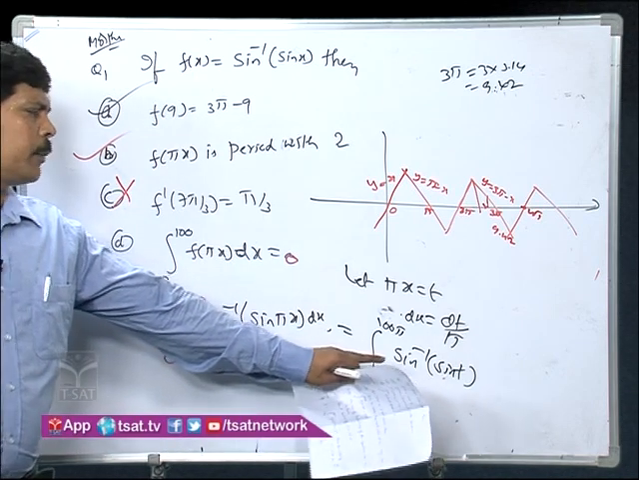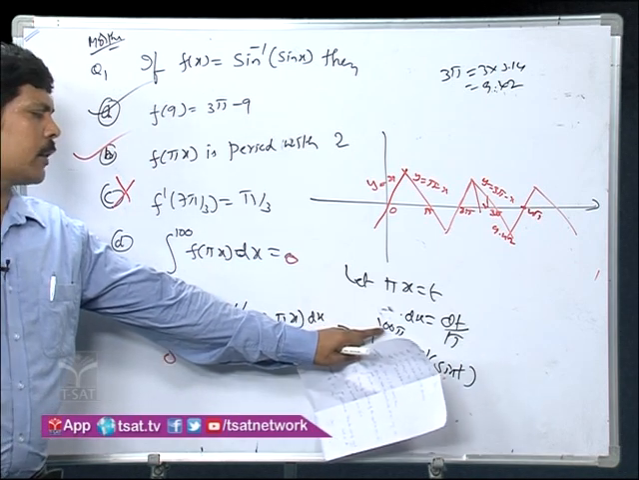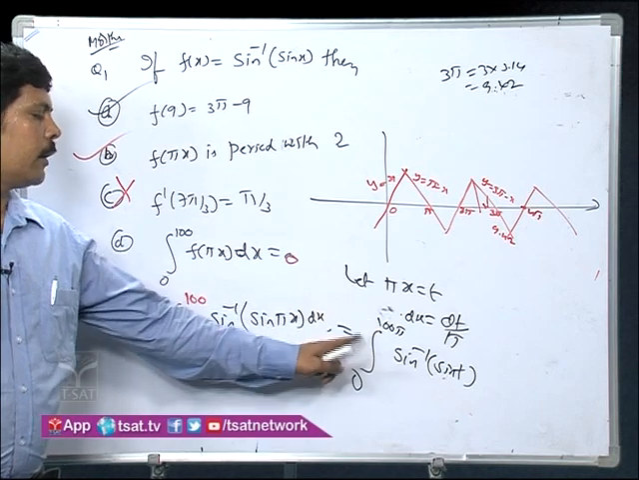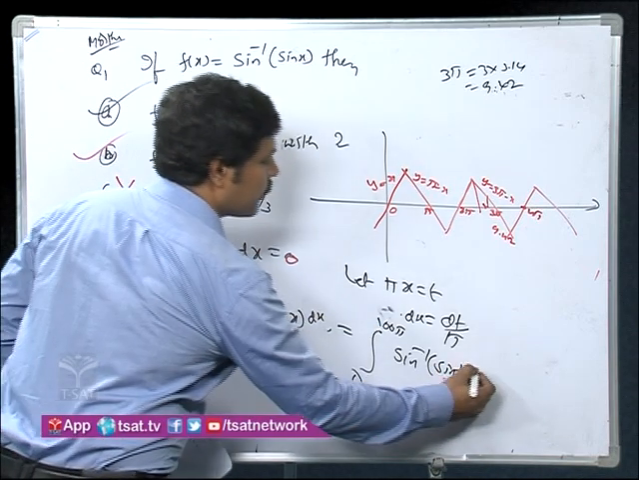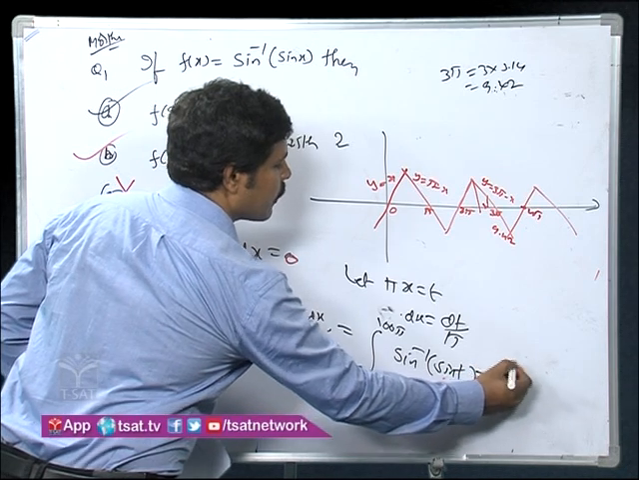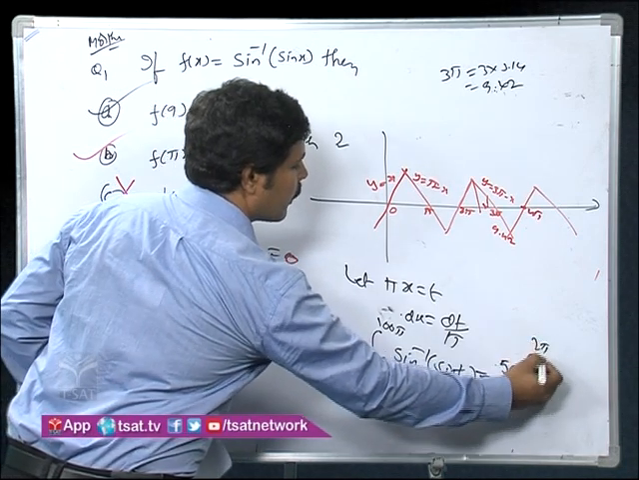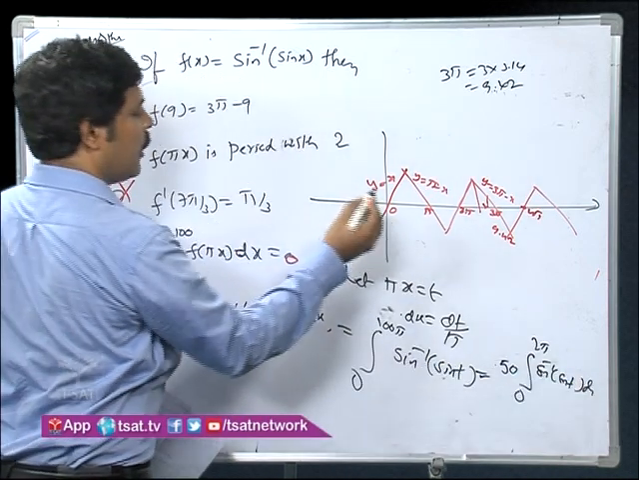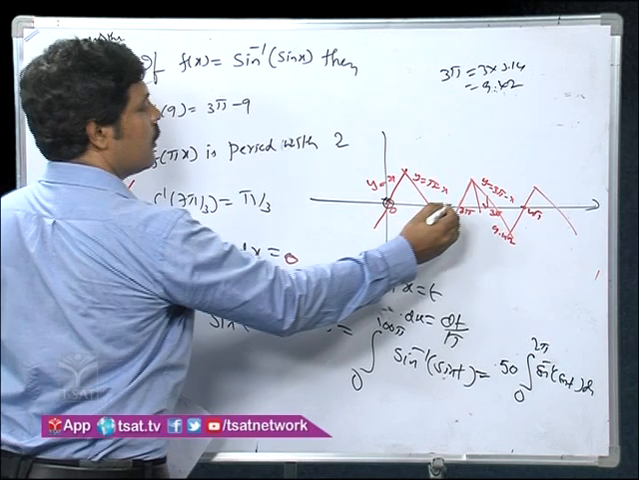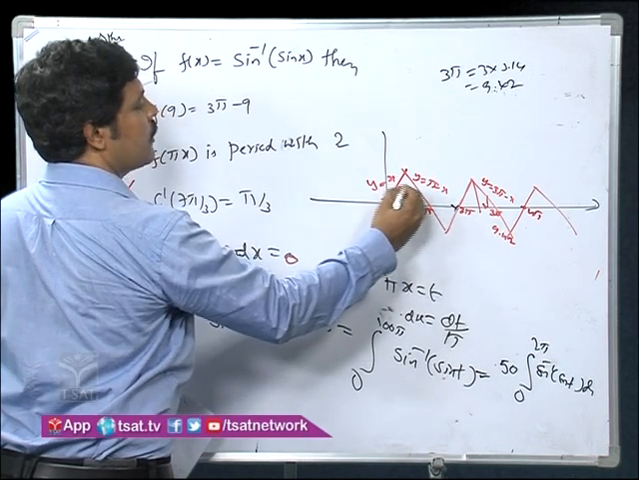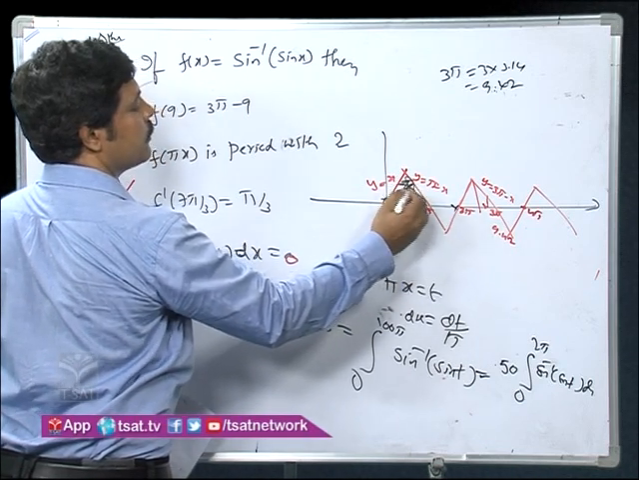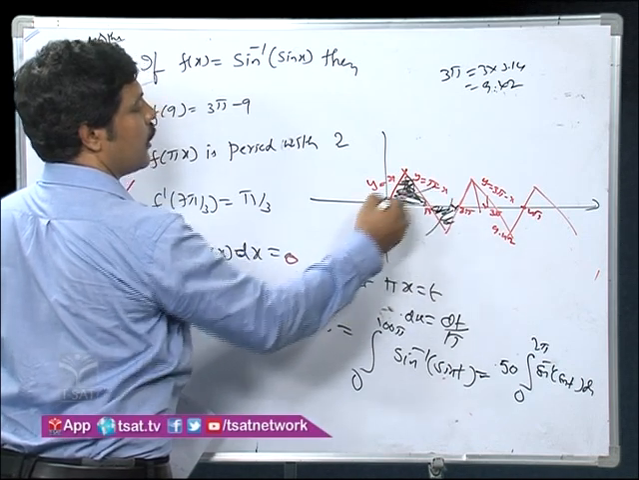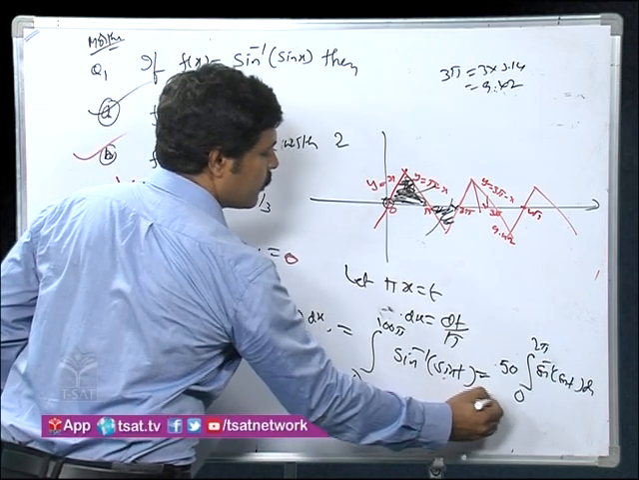Sin inverse of sin t is a periodic function with period 2 pi, therefore 100 pi can be written as 50 into 2 pi. Therefore 50 into integral 0 to 2 pi of sin inverse of sin t dt. Here 0 is there, this is 2 pi, this area is pi square by 4, this area is pi minus pi square by 4, both are cancelled, therefore the answer is 50 into 0, which is 0.